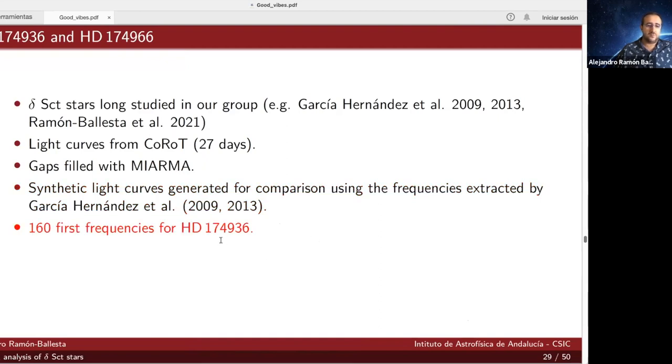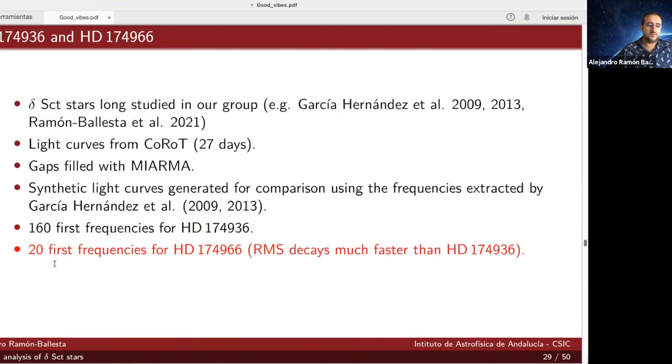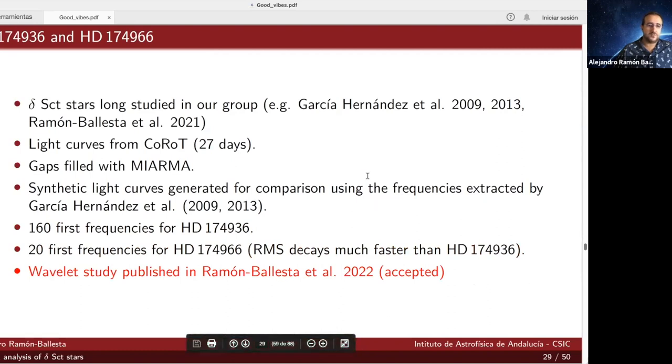In particular, for 936, we used the 161 first frequencies to generate the synthetic signal. And for 966, we use the 21 first frequencies. This is because the RMS decays much faster in this star than in 936. So we need fewer frequencies to explain the variations we see in the light curve. And these results are being published right now. We have a paper accepted and it will be published soon, I guess.